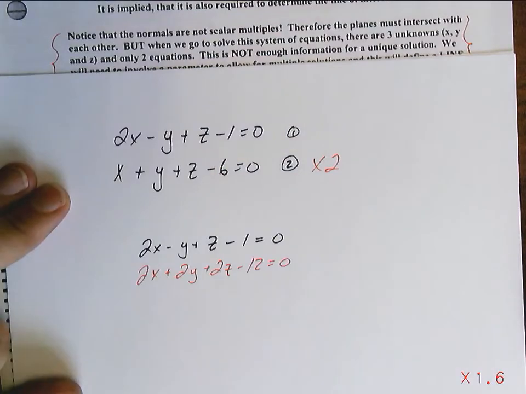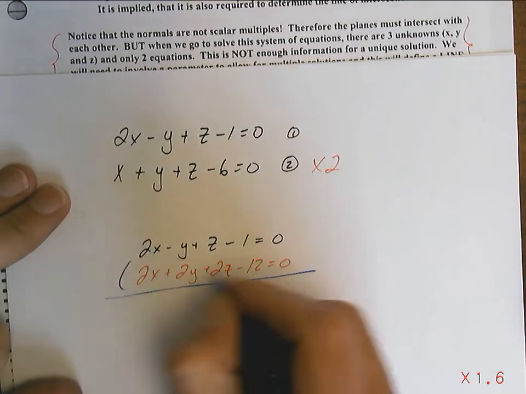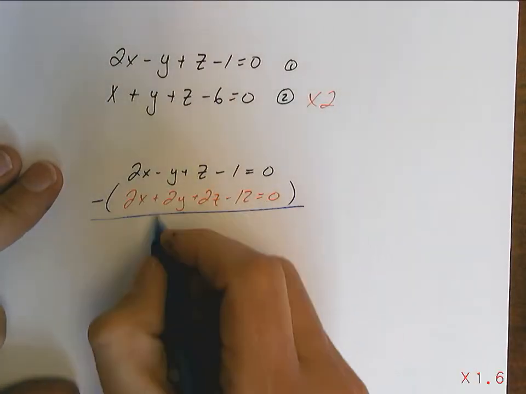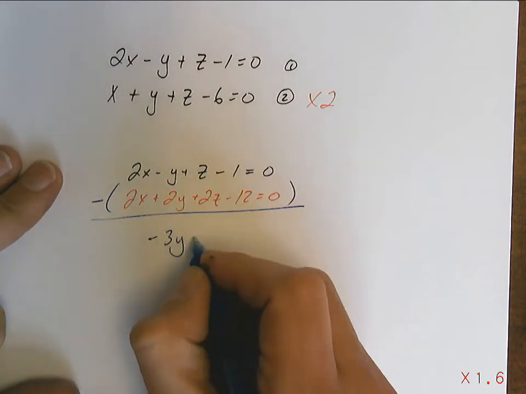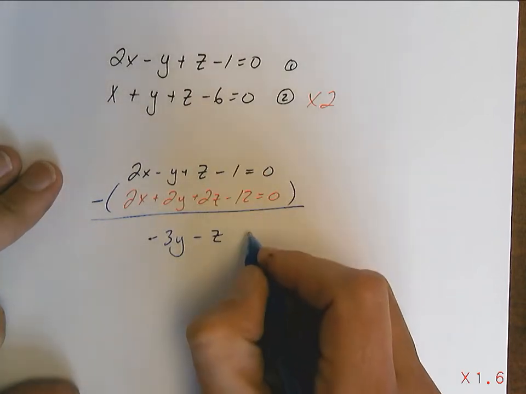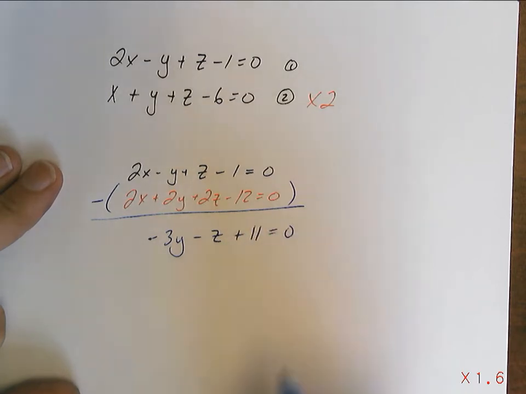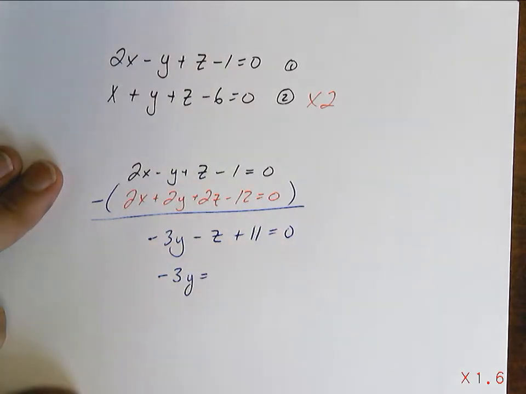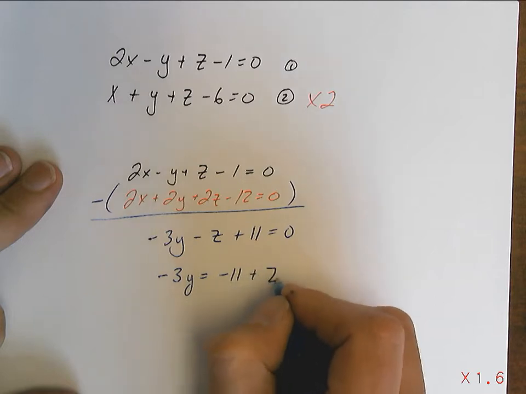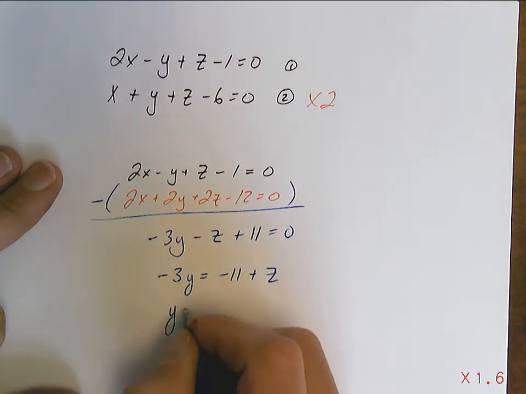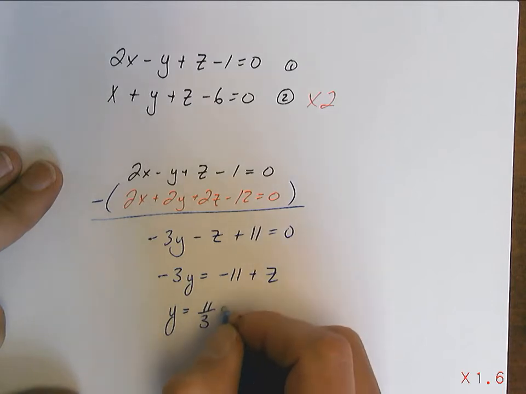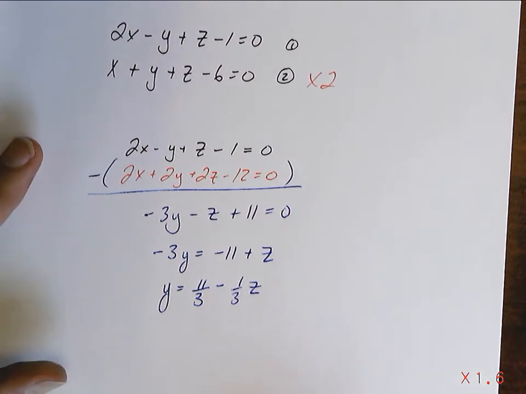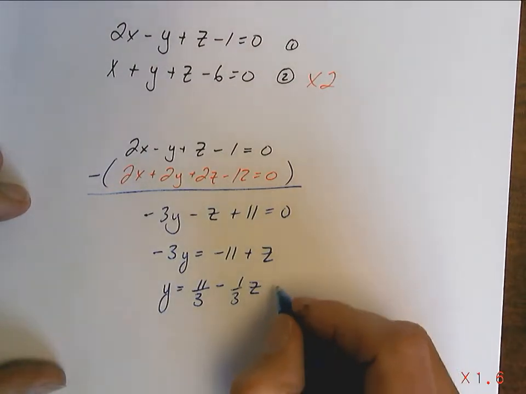We're going to do a little bit of elimination with that. The signs are the same, so we will be subtracting. 2x subtract 2x is no more x's. Minus 3y, negative z, and plus 11 equals 0, which gives us negative 3y equals negative 11 plus z, and dividing through by negative 3, we're going to get y equals 11 over 3, subtract 1/3 z. So there's an equation for y. We can call that equation 3 if we want.